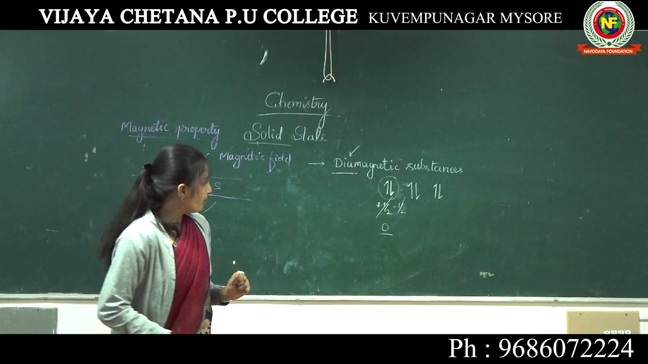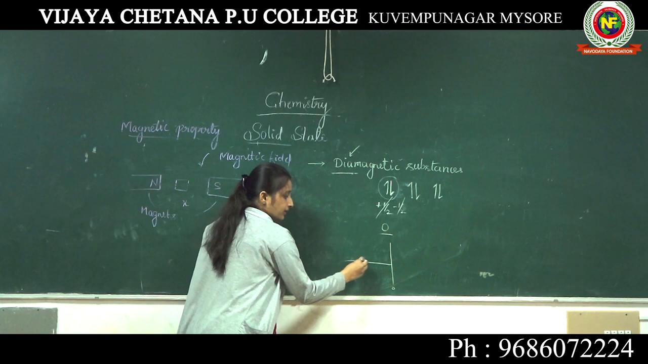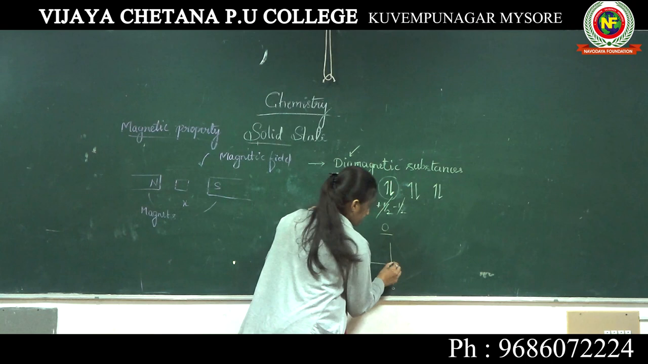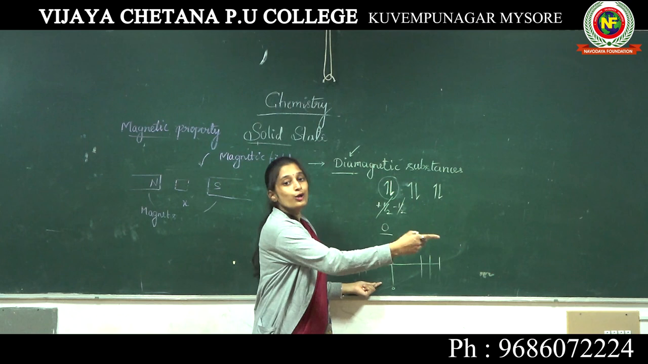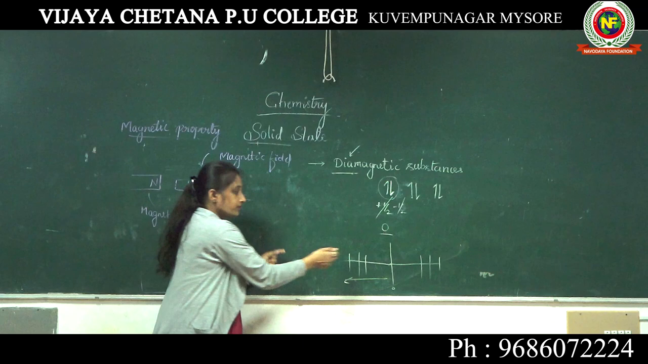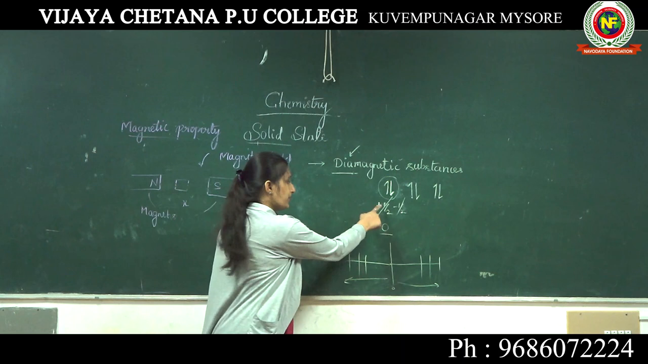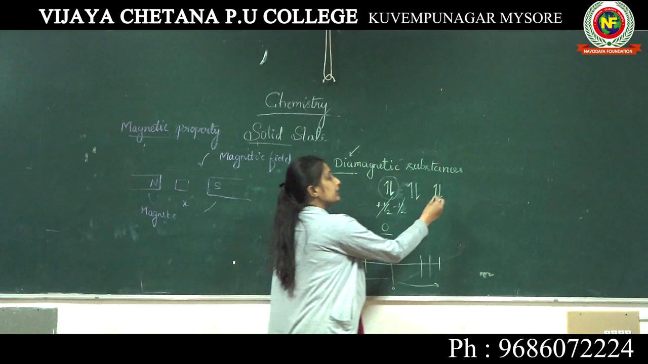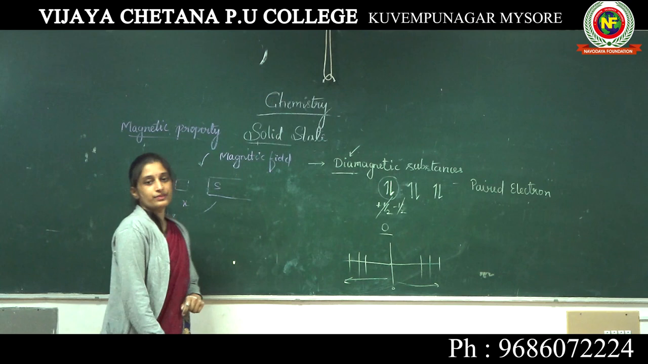For example, just assume it's a tug of war. This is zero, meaning the center. Here, three members, one, two, three. Here also three members, equal. But they are standing opposite, pulling the rope to their own sides. Equal and opposite strength, what happened? They cancel off. Plus half, minus half, cancel. If any substance mainly contains paired electrons, such substances we call diamagnetic substances.